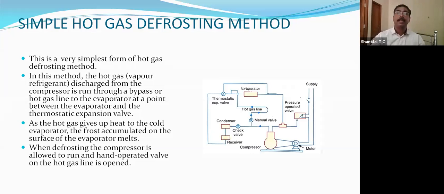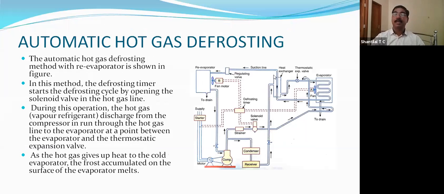Now another is an automatic defrosting method. In the automatic defrosting method, it defrosts automatically. First you identify the system. Now the compressor, and this is the normal condenser, receiver. Then it goes to a heat exchanger, and this way to the normal expansion valve, and this is the evaporator coil. This goes to the suction line, and one more evaporator will be there, known as the re-evaporator, and then back to the compressor.